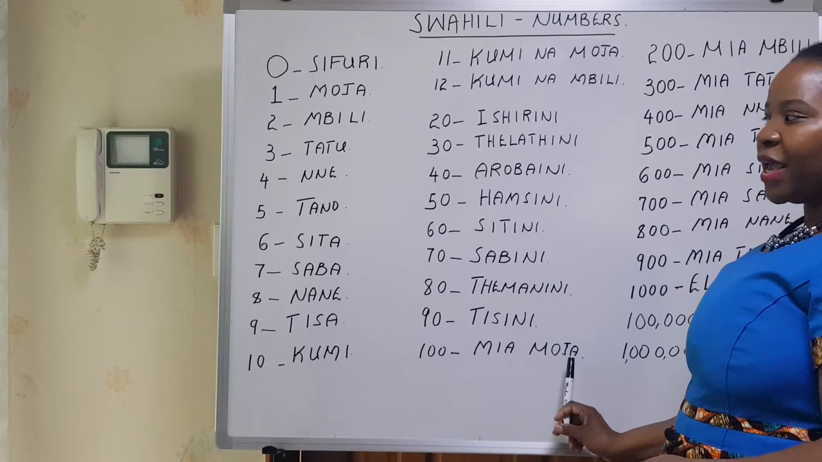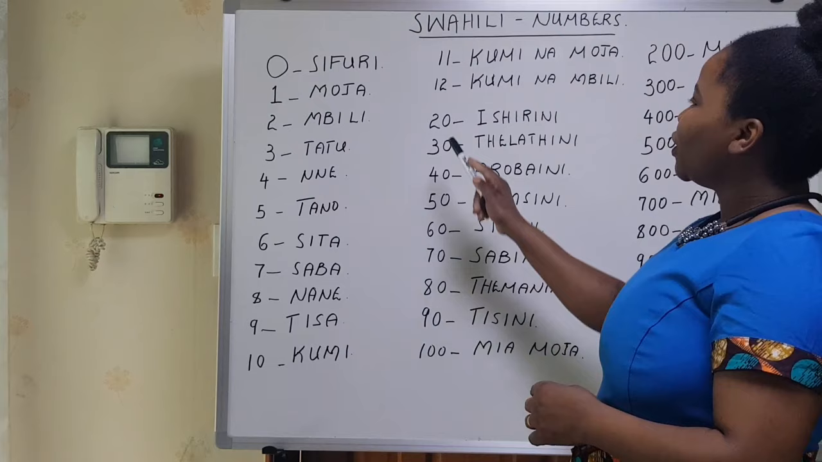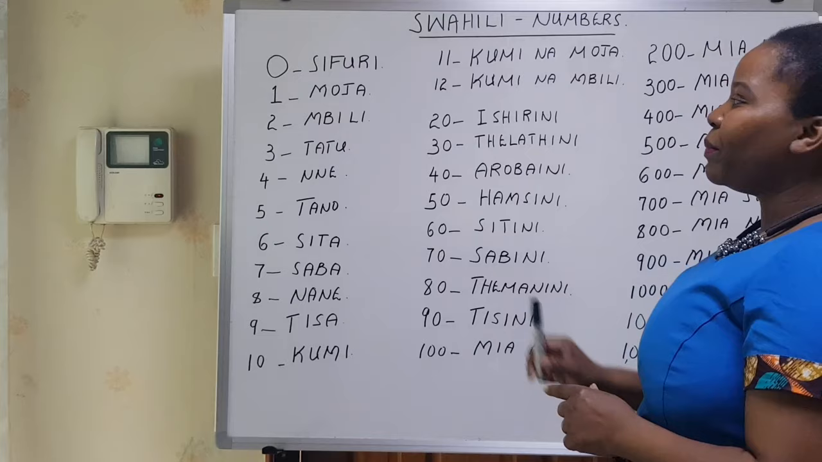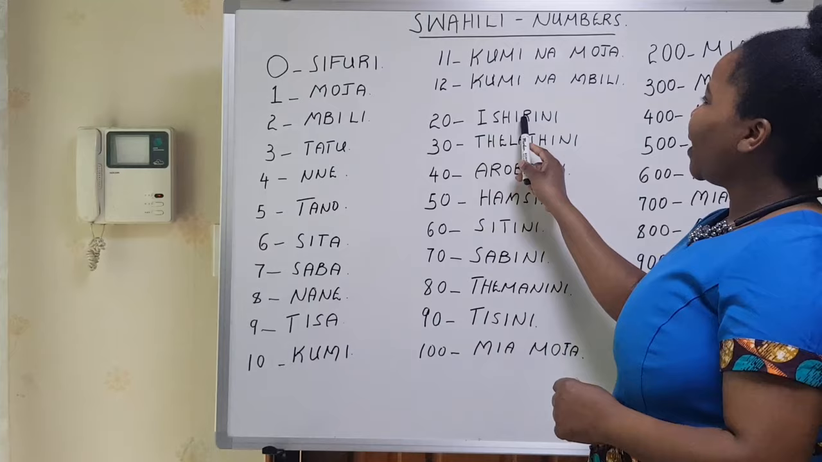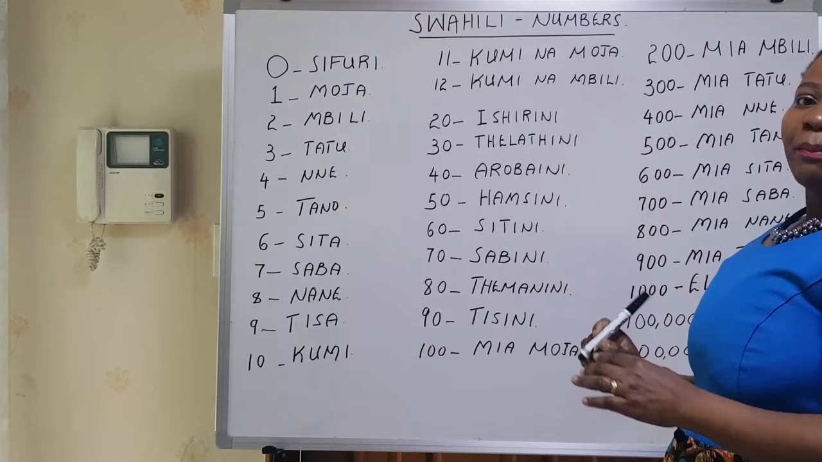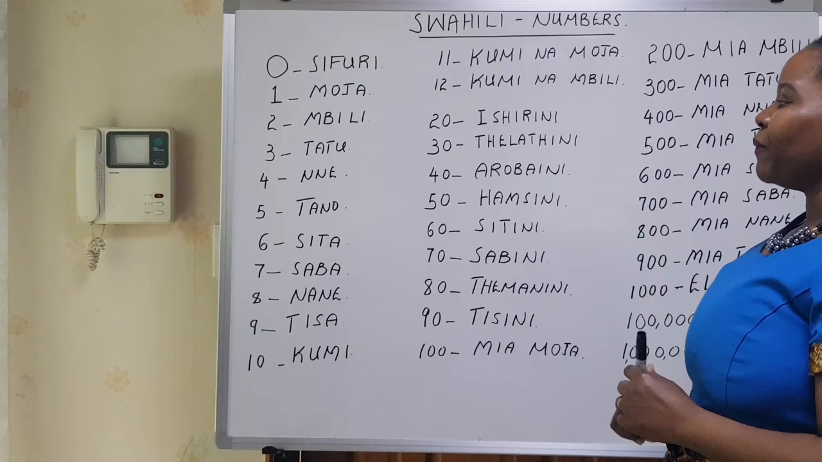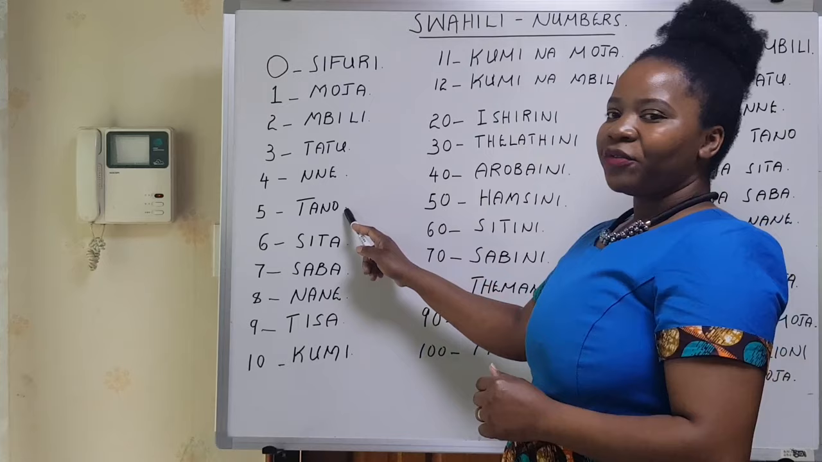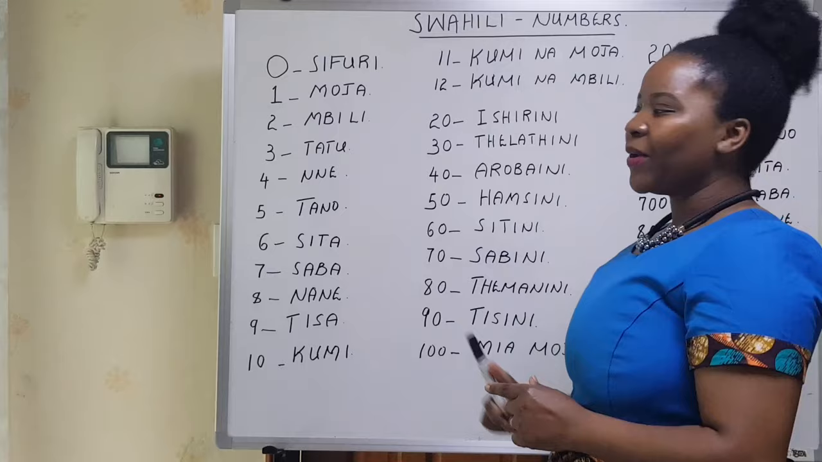So you do the same. If you want to say 22, 20 is ishirini and 2 is mbili. So 22 will be ishirini na mbili. We use na in between the first number and the last number. If you want to say 45, 40 is arobaini and 5 is tano. So arobaini na tano.